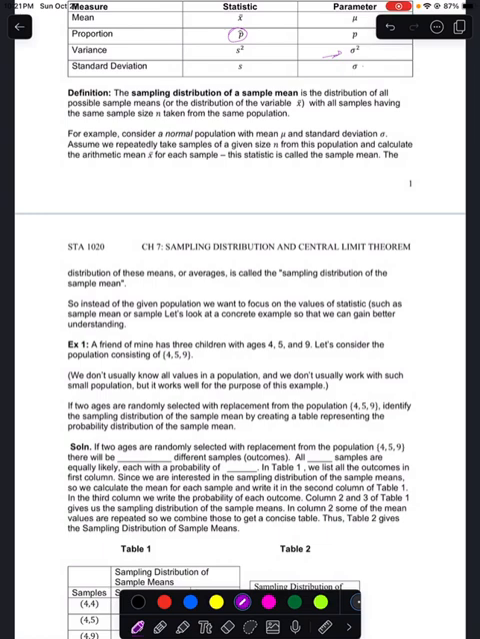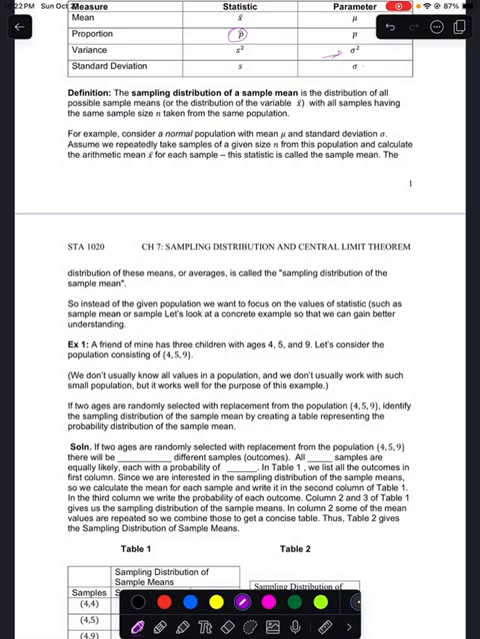If 2 ages are randomly selected with replacement from the population 4, 5, 9, identify the sampling distribution of the sample means by creating a table representing the probability distribution of the sample mean. Basically, that's how we express or display the distribution: by creating a probability distribution table.